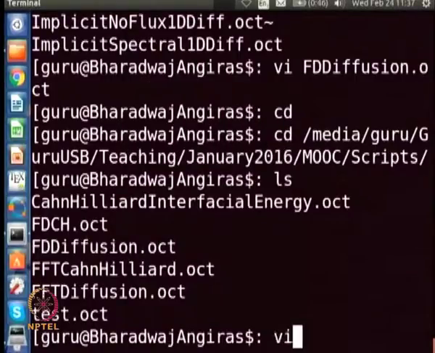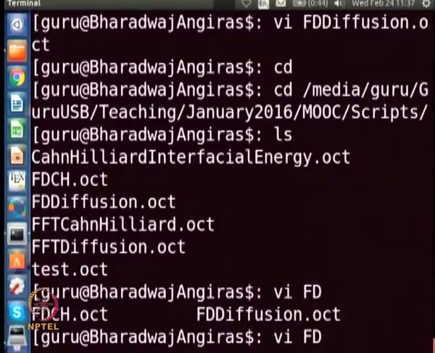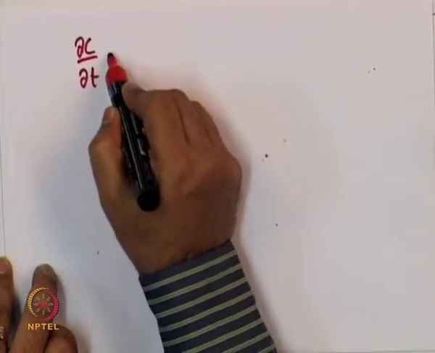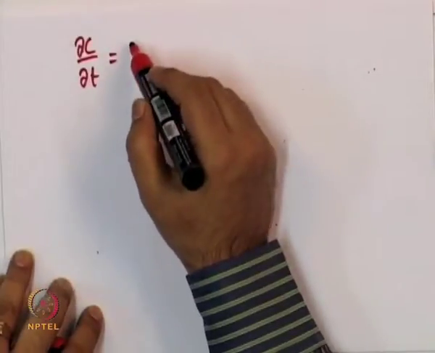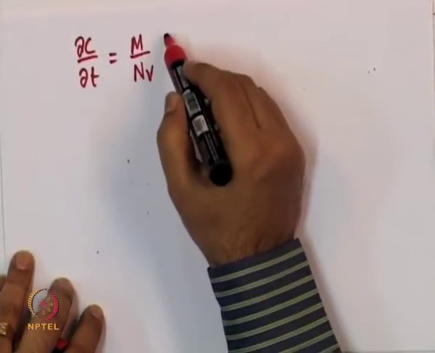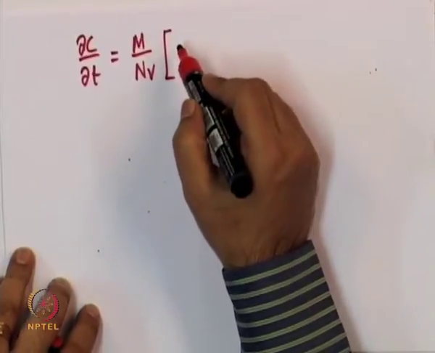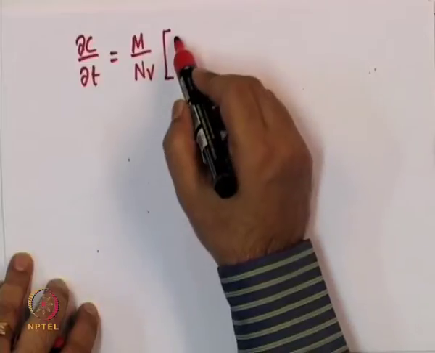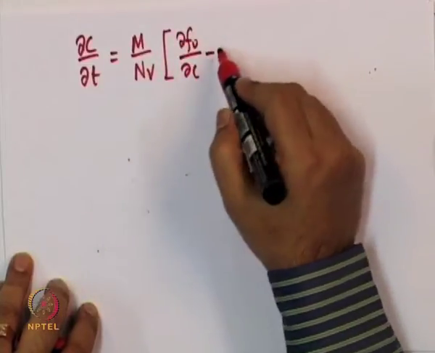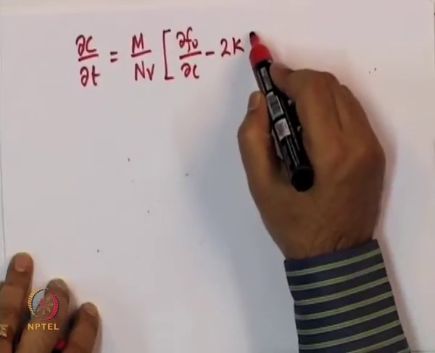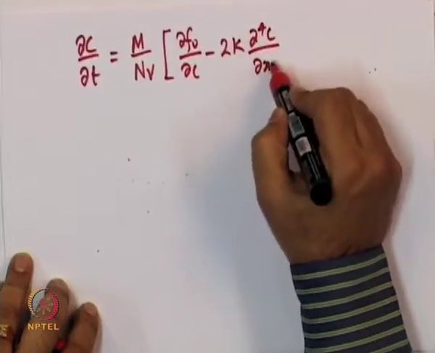Now, we can take the same kind of finite difference code, but with Cahn-Hilliard now. So, how do we do that? So, let us write down the Cahn-Hilliard equation. So, Cahn-Hilliard equation is dou C by dou t is equal to some M by nu into. So, I am going to go back to the form in which we wrote first. So, dou f0 by dou C minus 2 kappa del power 4 C by del x power 4.